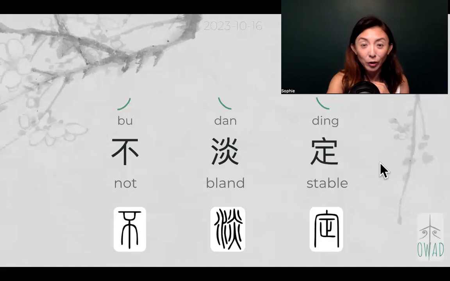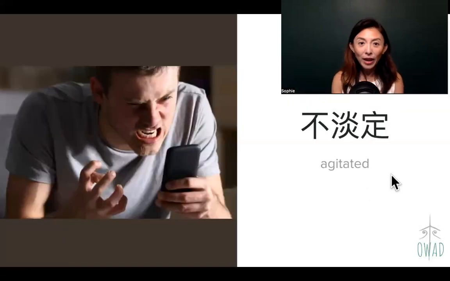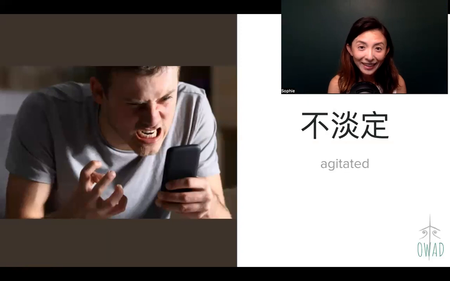So 不淡定 is you're losing it. You totally get engaged with whatever, and therefore your life becomes not bland anymore and not stable anymore, which is not a state that we want to be in for a long time, right? So 不淡定, if I try to find a corresponding English word, it would probably be agitated, like people get agitated, you get overstimulated, probably overreact, and therefore you lose your cool, kind of like that. So that's Chinese 不淡定.